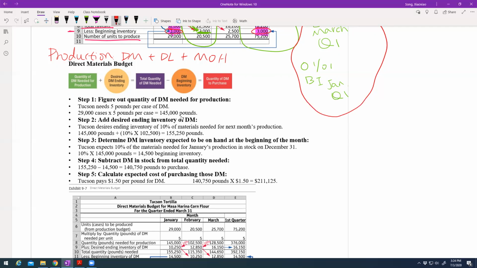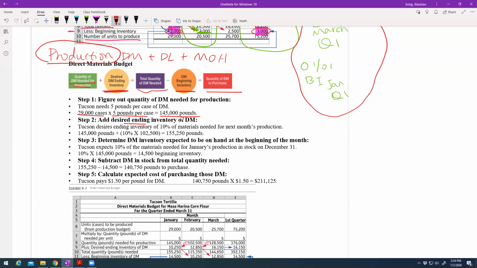The logic is similar. It's basically the direct material needed to produce plus your ending direct material inventory gives you your total material you need, minus beginning direct material gives you the direct material to purchase. I'll go through this very briefly. We focus on the production. Right now we just use production. In January you need to produce 29,000 units, and each unit needs 5 pounds of flour. So totally you need 145,000 pounds of flour.